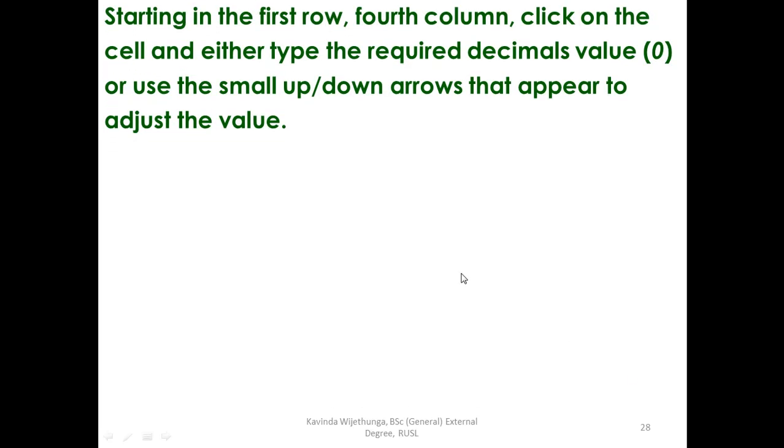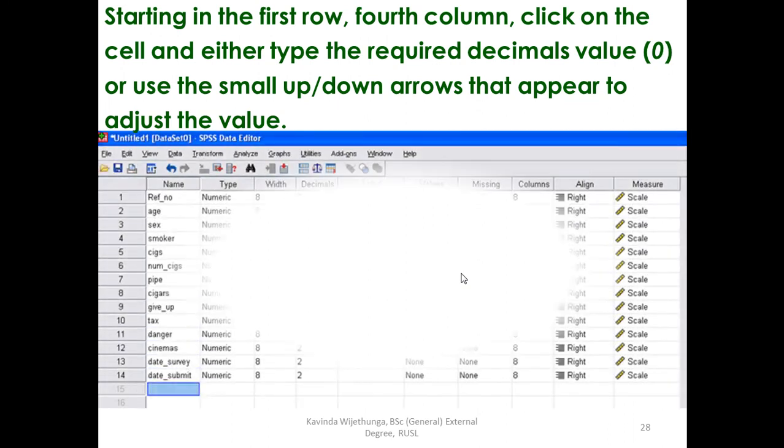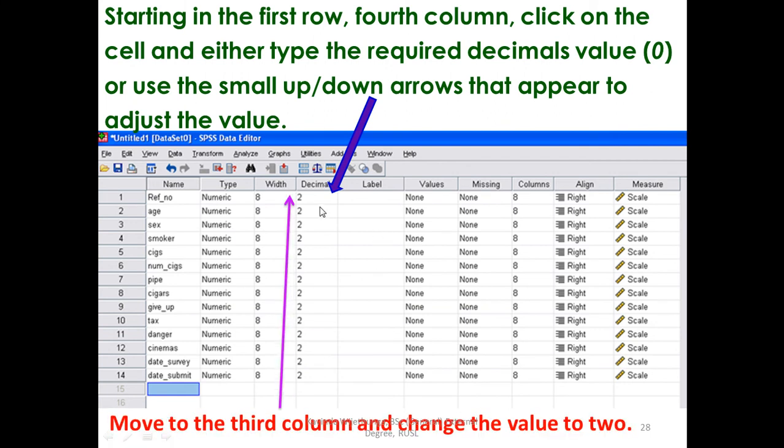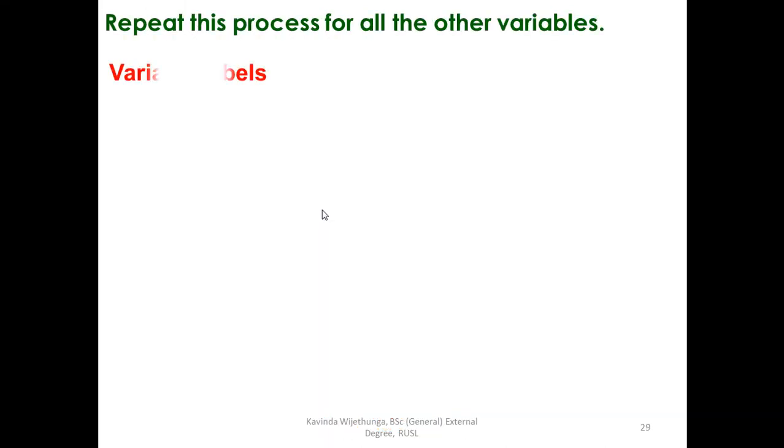Now you can see this slide. Starting in the first row, fourth column, right? Likewise, you can enter. Then after specifying these data types, the reference number is numeric, age, and sex. Sorry, sex is not a numeric one, that should be changed as string. Here you can only see the number of decimal places. Move to the third column, change the value to 2, right? Repeat this process for all variable types.